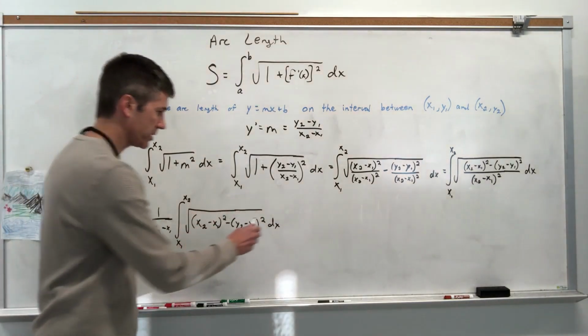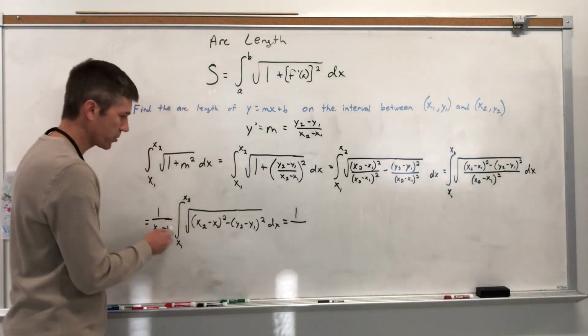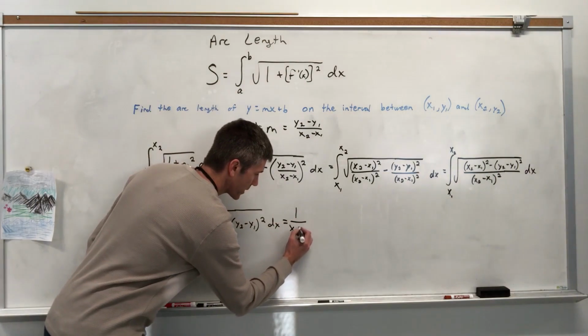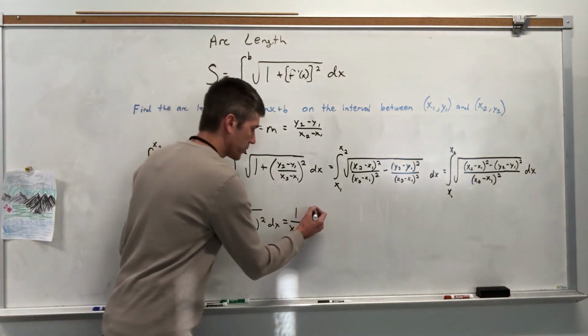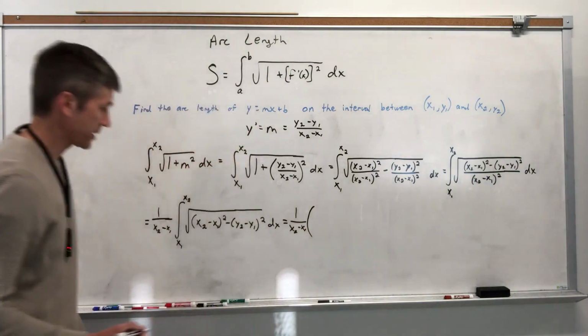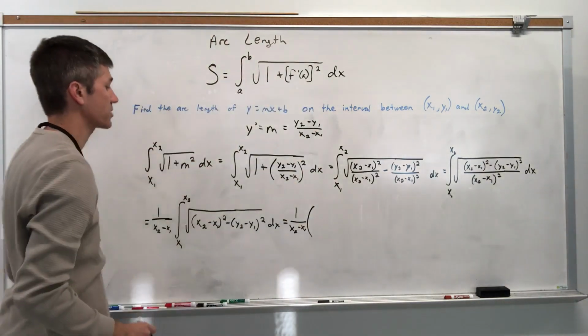So let's proceed with 1 over x2 minus x1. Okay, antiderivative time. And we're going to do the fundamental theorem of calculus on this thing. And it's going to take a little work. I'm going to have to erase some stuff at the top and just kind of keep the process going.